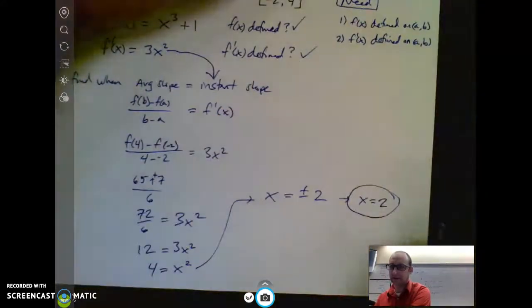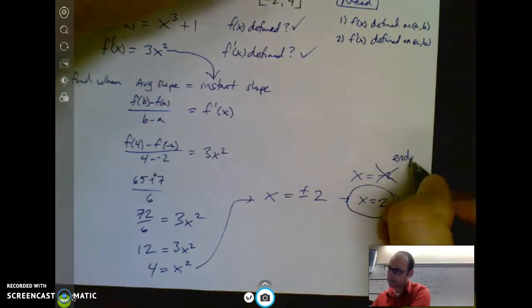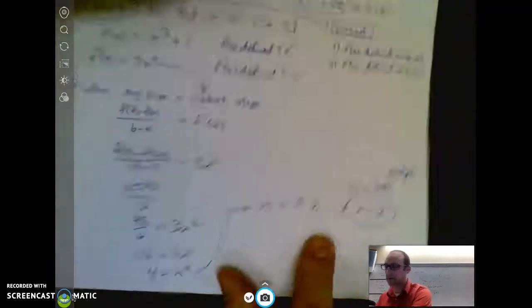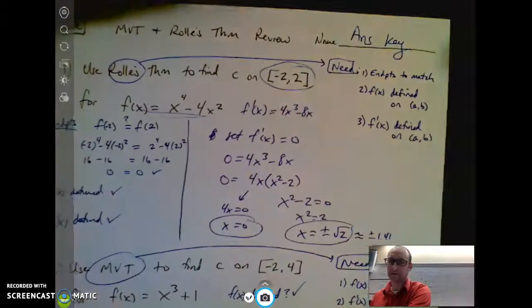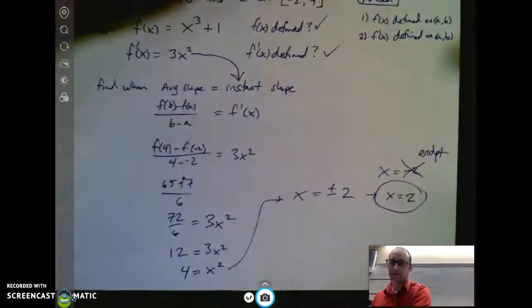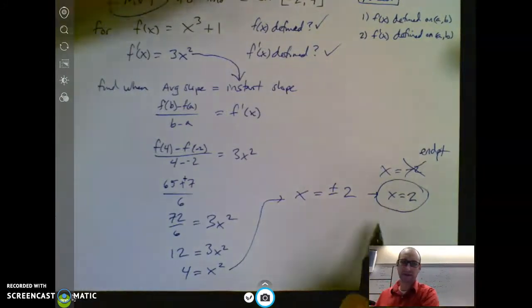We throw out the negative 2 because it's an endpoint. We actually only want answers between them. Same up here. If I would have gotten an answer of 2 or negative 2, I would have thrown it out. So basically, this is the point on your graph where the average slope equals your instantaneous slope.